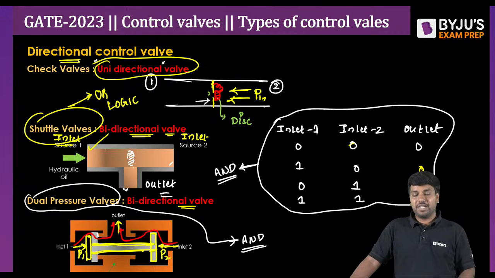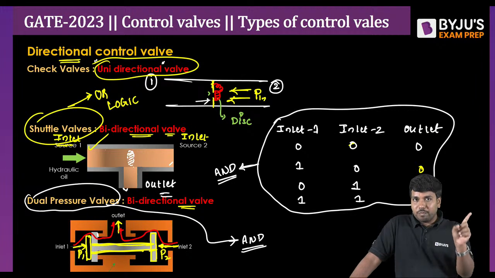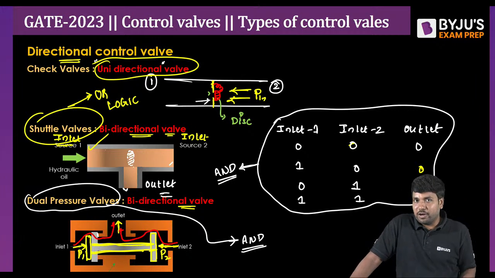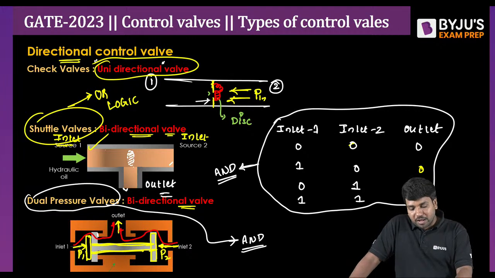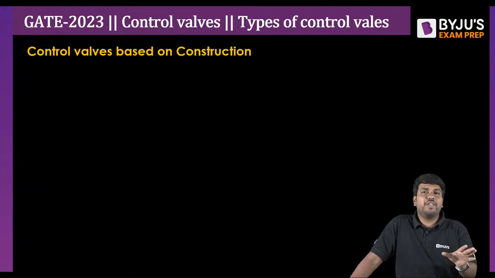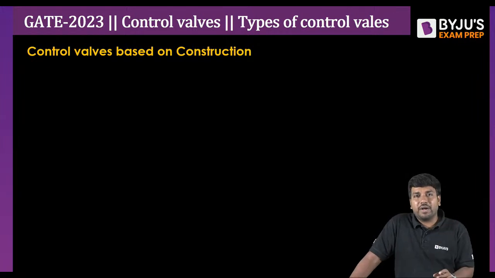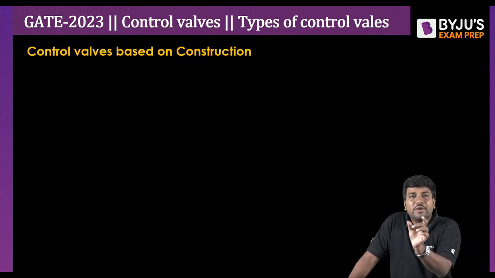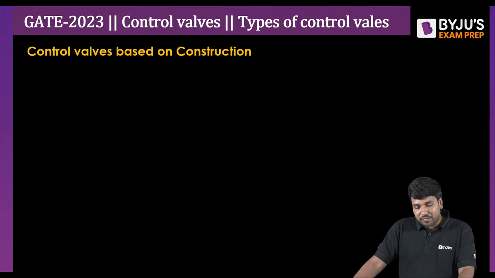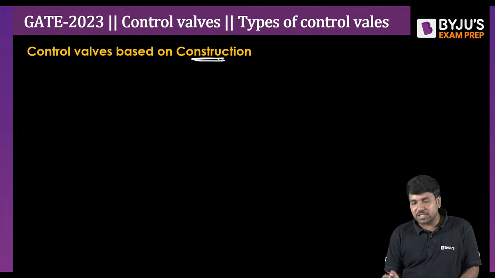So with this, the directional control valve basic types are completed. Yes, shuttle valve behaves like an OR logic and dual pressure valve behaves like an AND logic. Clear? So with this, I have completed almost what is there for the GATE syllabus. But as you all know, I will always move one step even beyond the requirement. Let me go one step beyond the requirement and take the class for another 5 to 10 minutes. Okay. So we will see the next level of construction, that is control valves based on the construction.